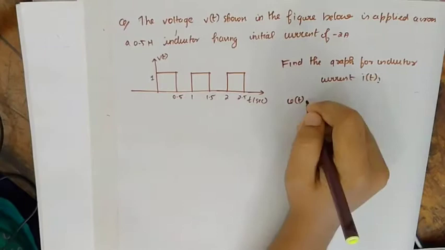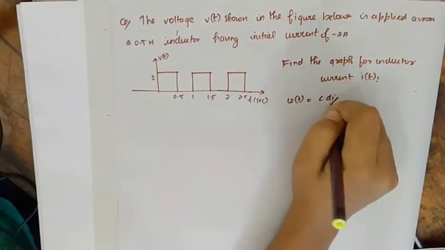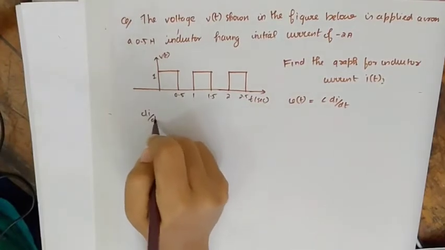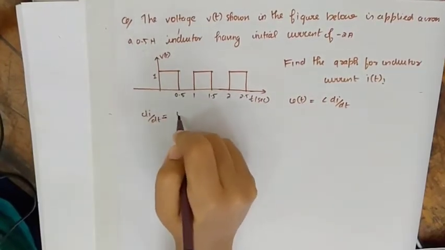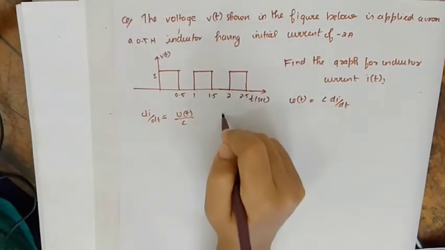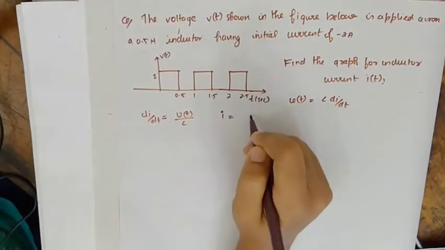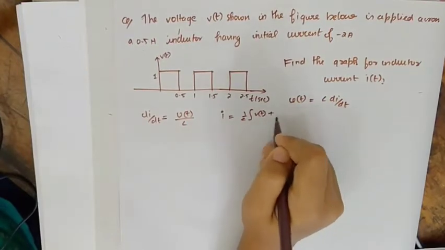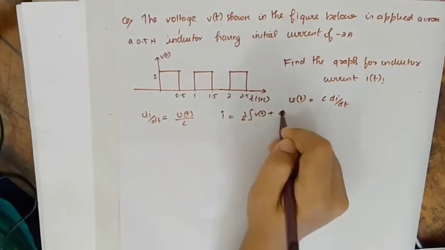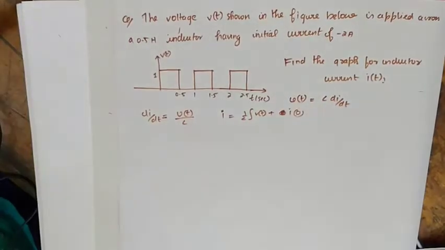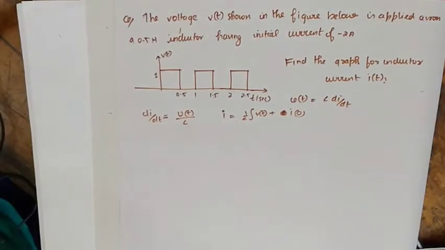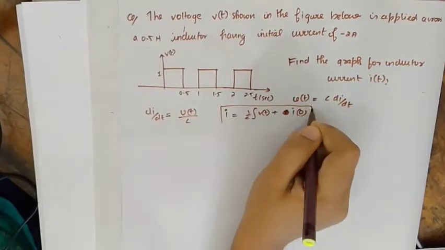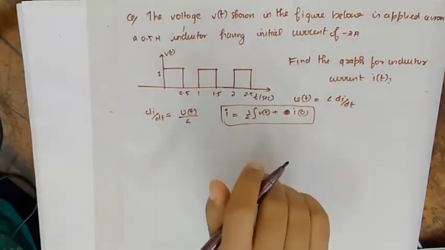across the inductor, right? V of t is equal to L into di by dt. We know this equation. So di by dt equals V of t divided by L, right? So I is equal to the integral of 1 by L V of t plus C. Here instead of C, it is I of 0, that is the initial current across the inductor. Okay, so this is the equation for I. Let's put that in a box.